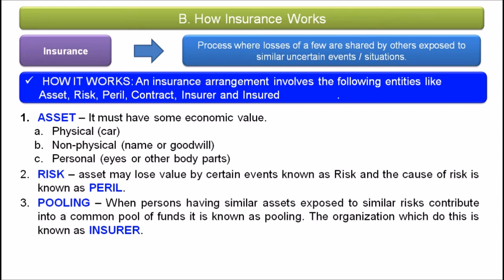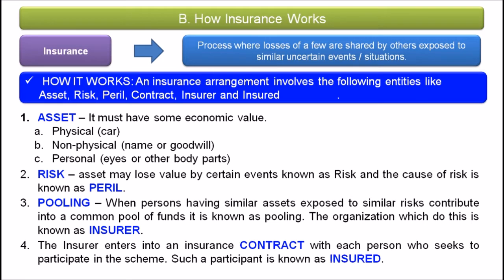And who will do this? The insurer, the insurance company, will do this. The insurer enters into an insurance contract. What is a contract? A contract is a legal document, a legal contract with each person who seeks to participate in the scheme. They have to undergo a contract. Such a participant is known as the insured. So how do you get insured? You have to take a contract.